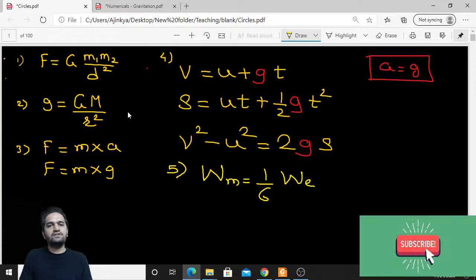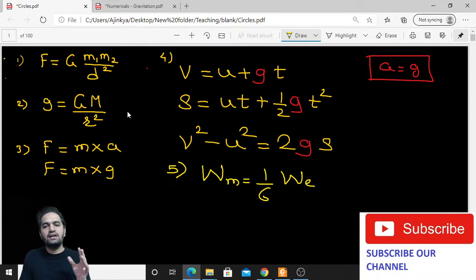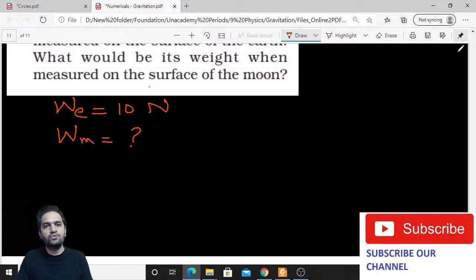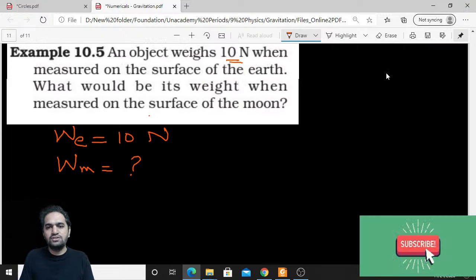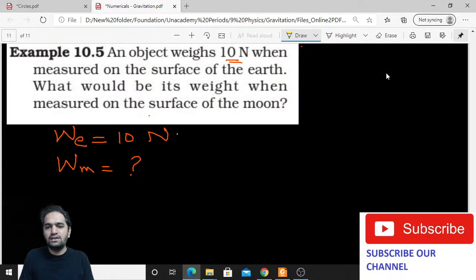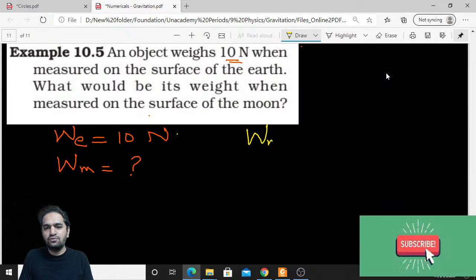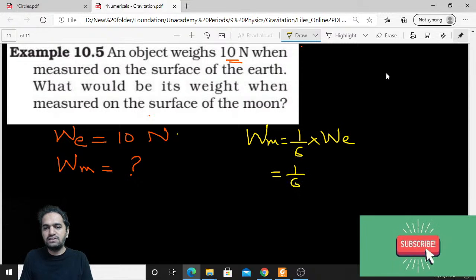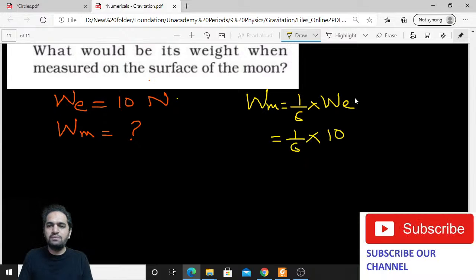This is the formula you are supposed to use directly in the exam also. Whatever the value you have for weight on earth, it becomes 1/6 when you go on moon. So very simple one. Let us use it. The formula is weight on moon is 1/6 of weight on earth. Put the value there. That is 1/6 into weight on earth, which is 10 Newton.